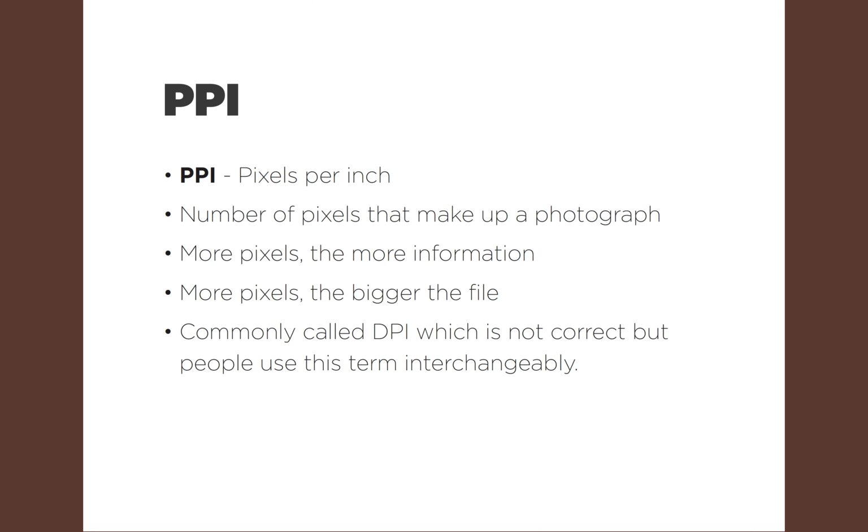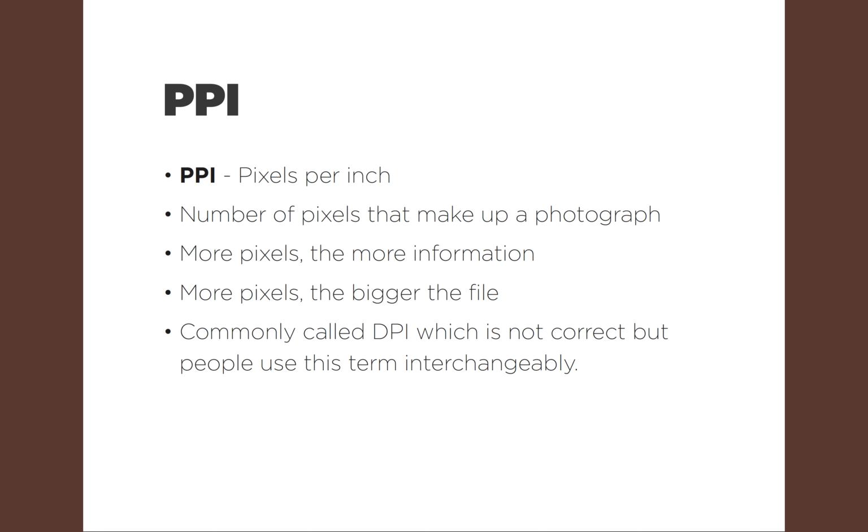Image resolution is measured in pixels per inch, and a lot of people erroneously say dots per inch or DPI. Dots per inch refers to the number of dots of ink that go on your inkjet printer in order to print out your image. Okay? People use this interchangeably. It is incorrect, but we will always refer to this in pixels per inch.